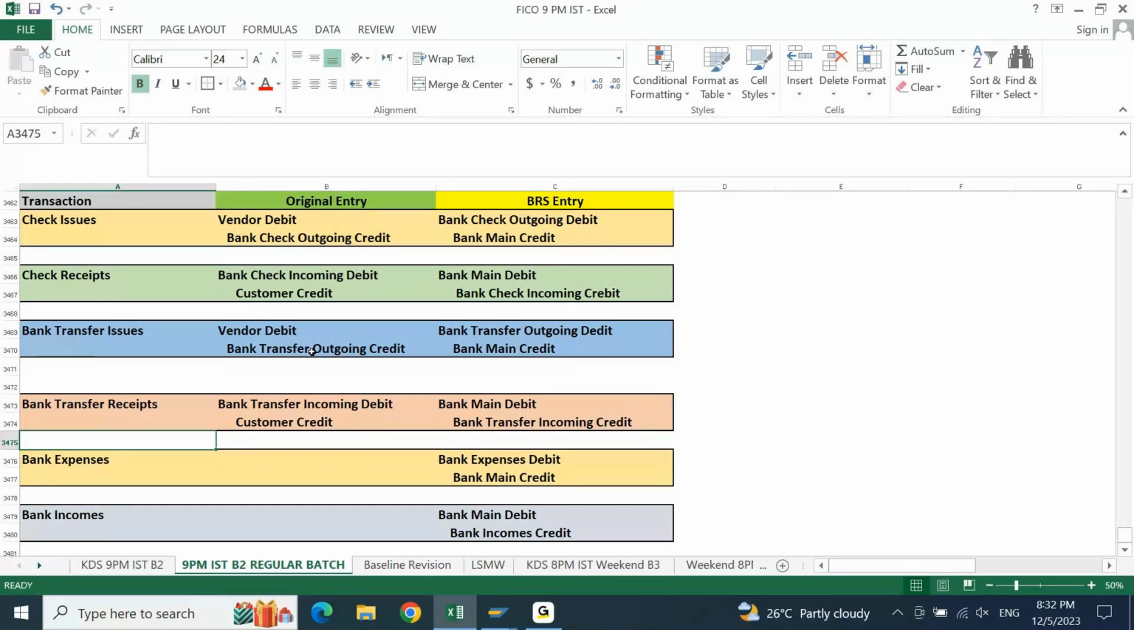BRS entries are being processed, and your bank main account is reflecting the exact closing balance of what we have taken. So that is where you are going to understand the flow first. So we should always understand the flow first.